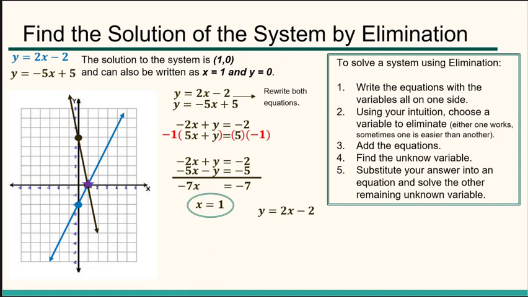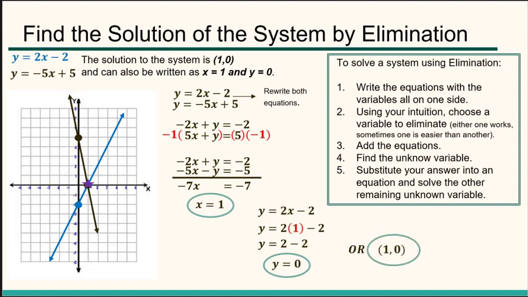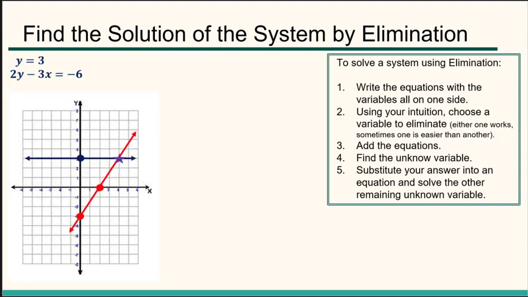Do what I did before: take an equation, plop in that 1, compute my answer. I get y equals 0, which was what I got before. I can write it as point form where x is 1, y is 0. All right, so let's look at another system that we've looked at before.